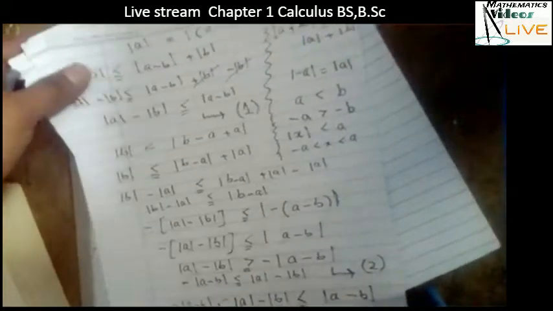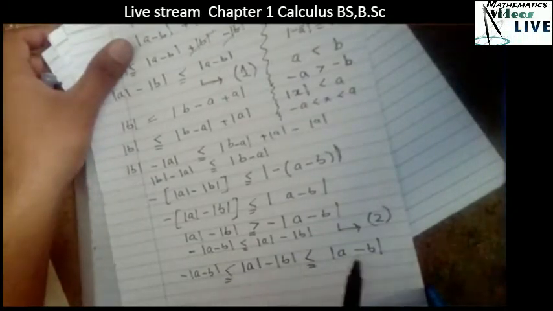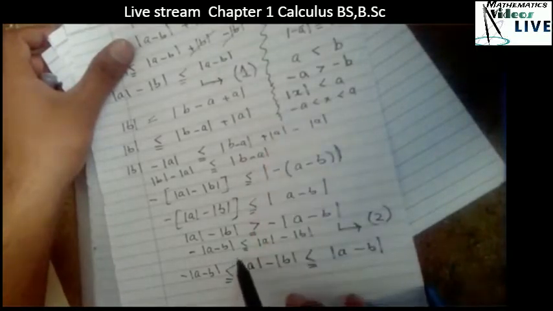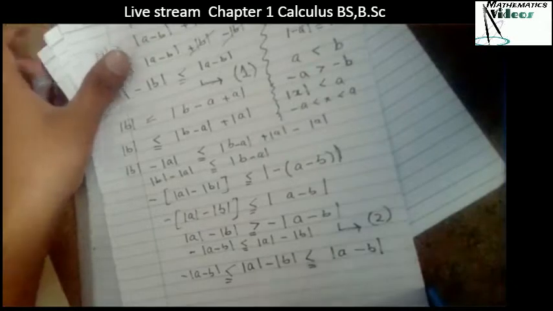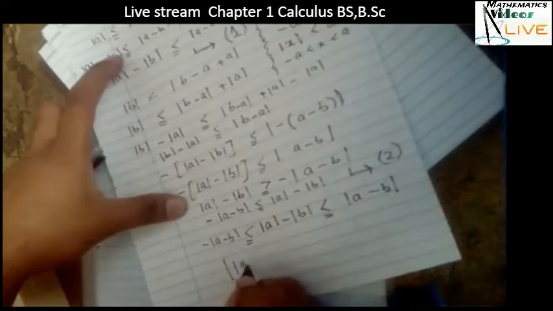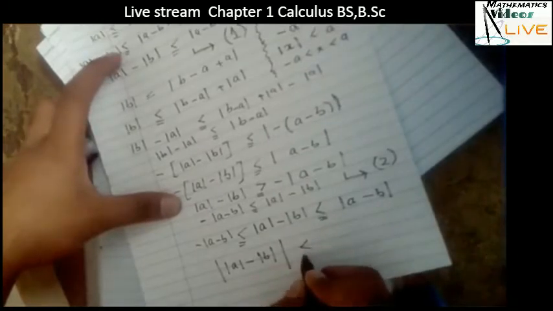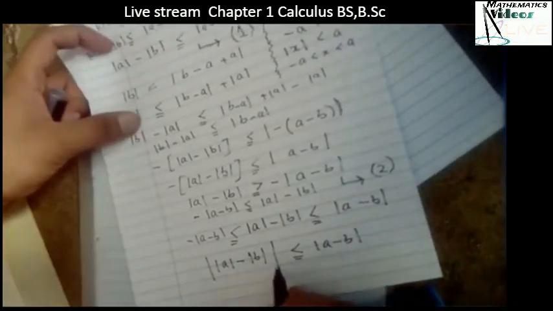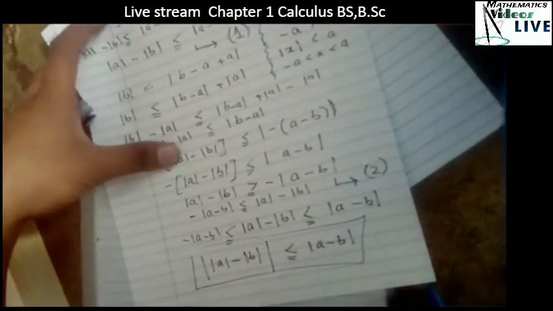This is a similar expression. It is written that this is less than this and this is less than the positive of this. Therefore the central element, this one, has its absolute value less than or equal to this one. Therefore we get the absolute value of a minus b is less than or equal to the absolute value of a minus the absolute value of b, which is less than or equal to the absolute value of a minus b. This was what you had to prove.